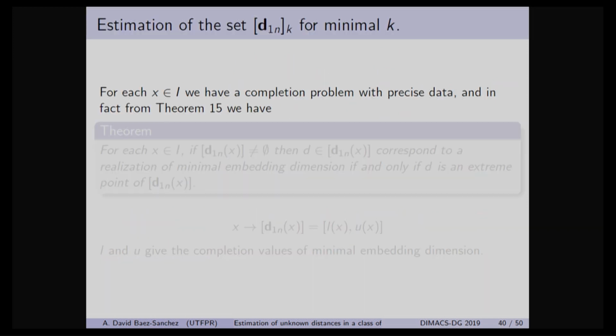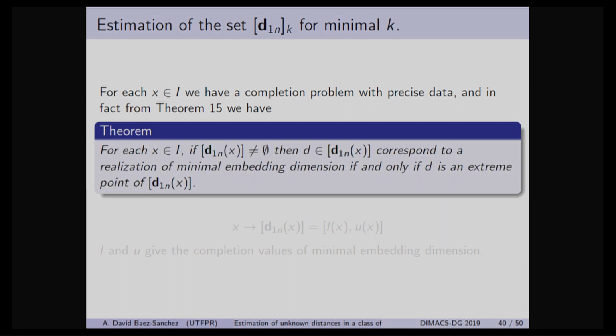We're going to try to attack this problem with minimal k. So the theorem that we saw before will be translated into something like this. For each x, if you take a fixed value, and if the solution set is not empty, then one of the values on this interval corresponds to a minimal embedding dimension if and only if it is an extreme point.